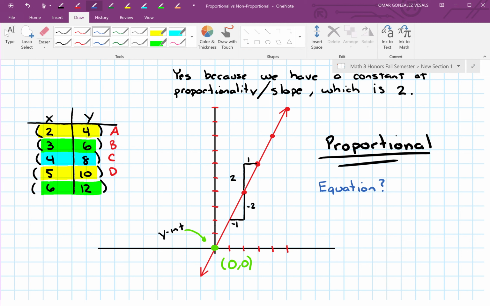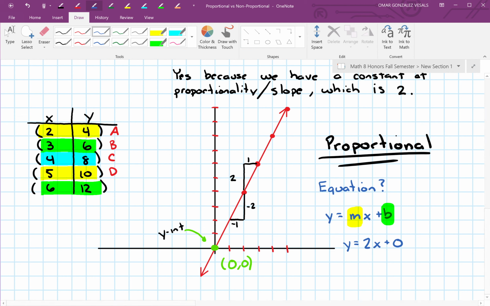Okay, so to get the equation, this is a linear graph, right? All linear graphs can be written like this: y equals mx plus b. The only two things that you have to fill out are your slope and your y-intercept. Do we know what those two things are? Yeah. So what is the equation? y equals 2x plus 0. That's it, guys. That is the equation of the line.